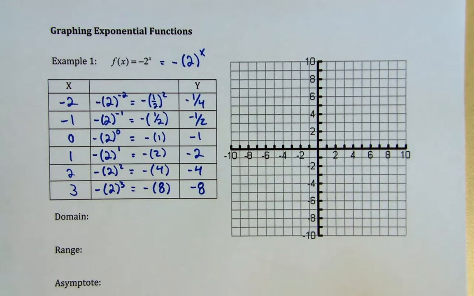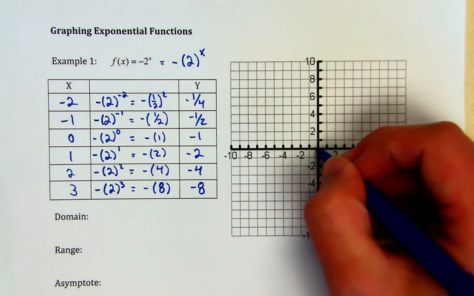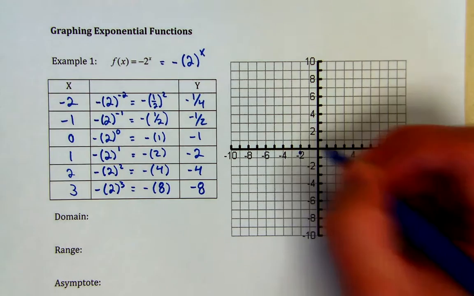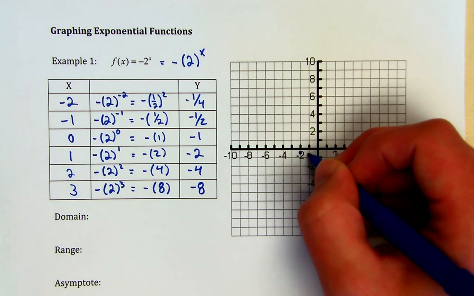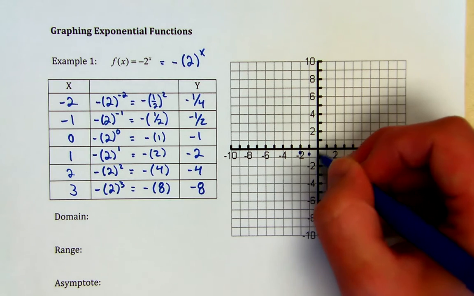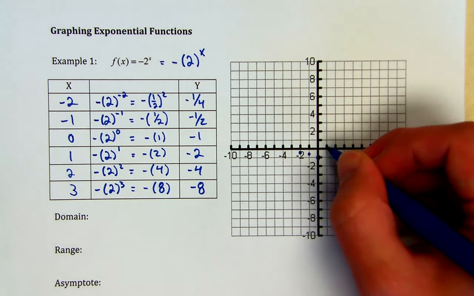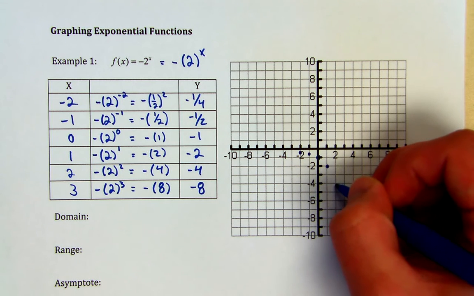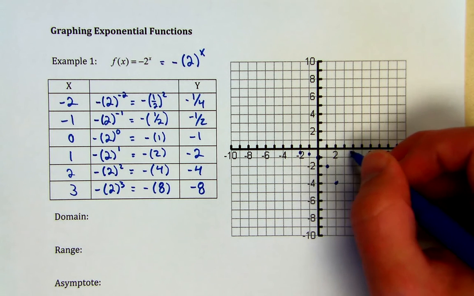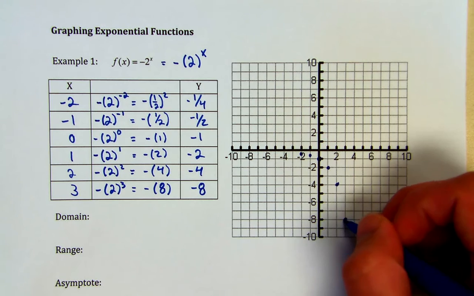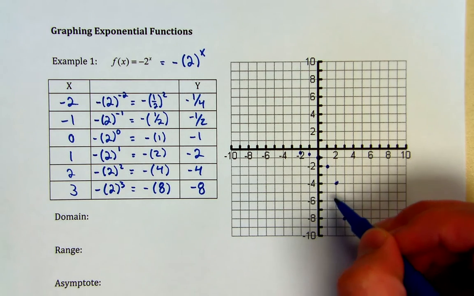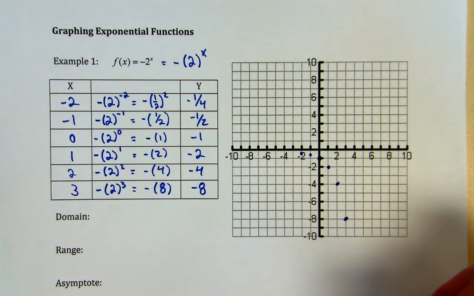So negative 2 and negative 1/4, so over negative 2, down about 1/4. Over to negative 1, down about 1/2. 0, negative 1; 1, negative 2; 2, negative 4; 3, negative 8. So we should kind of notice that this curve starts to go down and go towards negative infinity.